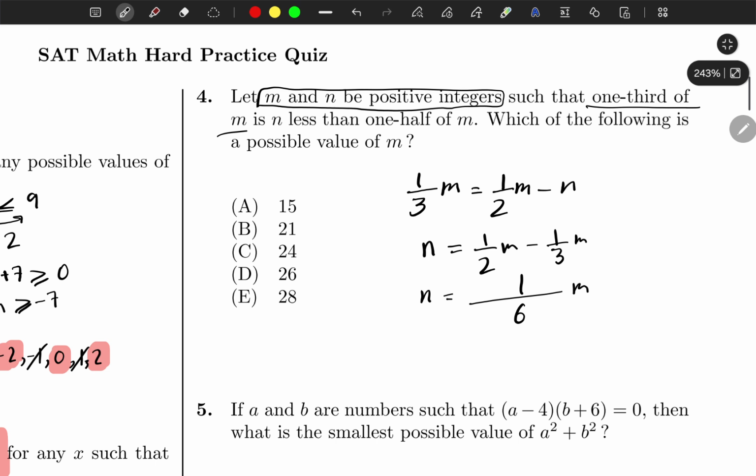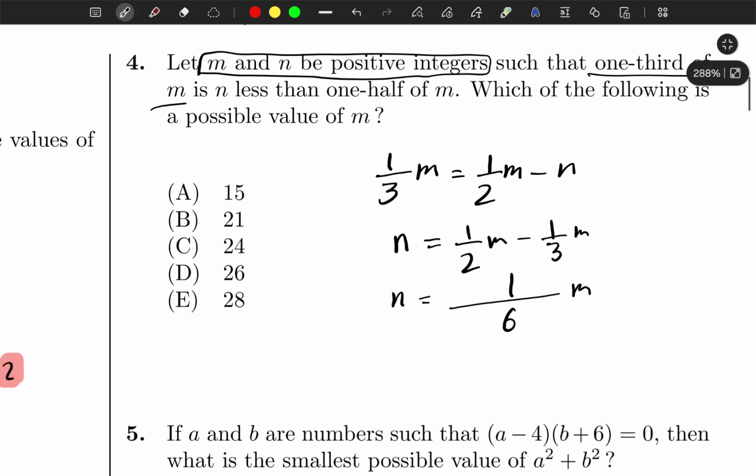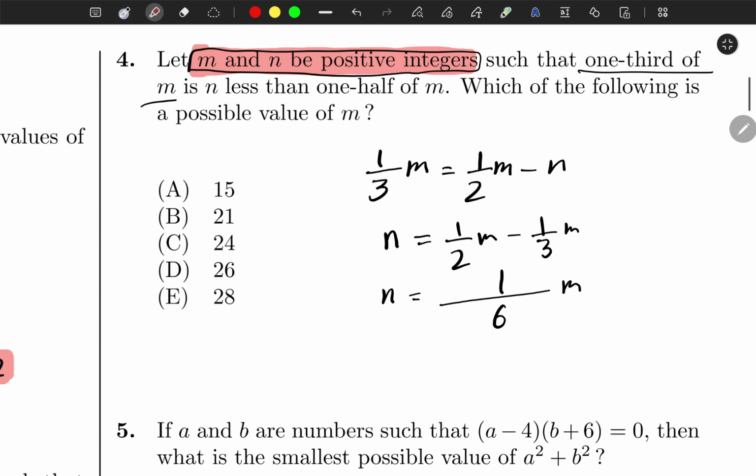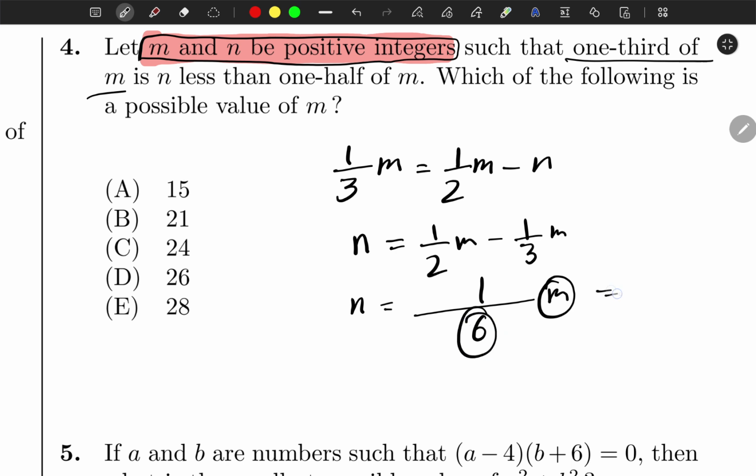Let's see, so this set was just the following possible. Oh, I see. Okay, so the hint was in the first part of the question. M and N are positive integers. So now that we have this relation, we know that N is a positive integer, and the only way that N can be a positive integer is if M is completely divided by 6 to give a whole number, right? So that means M needs to be a multiple of 6 as far as I can tell.